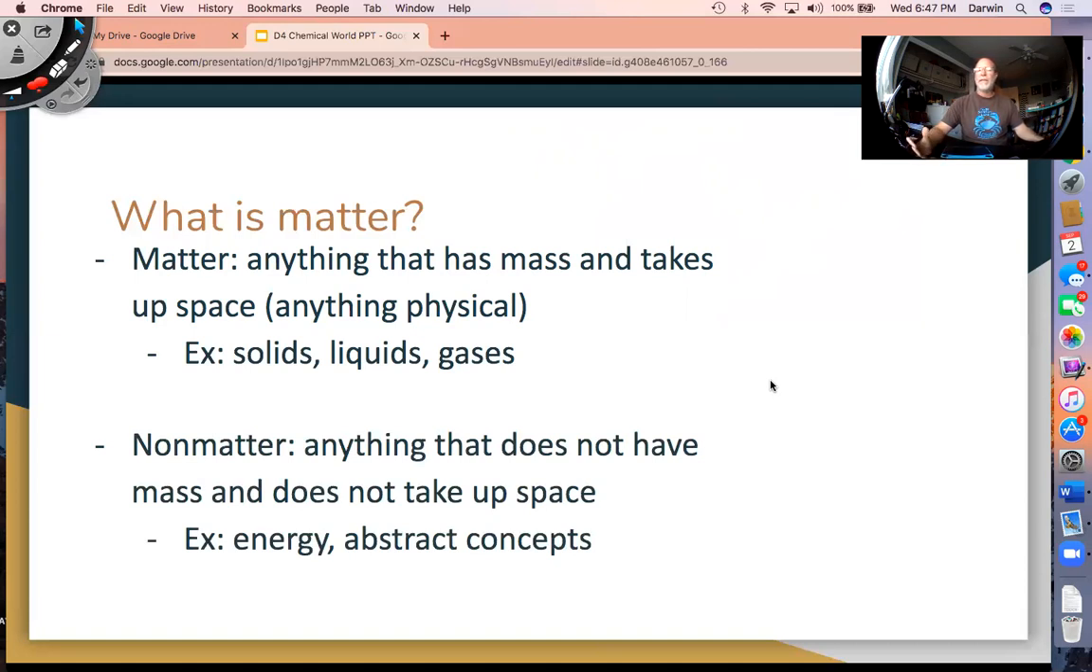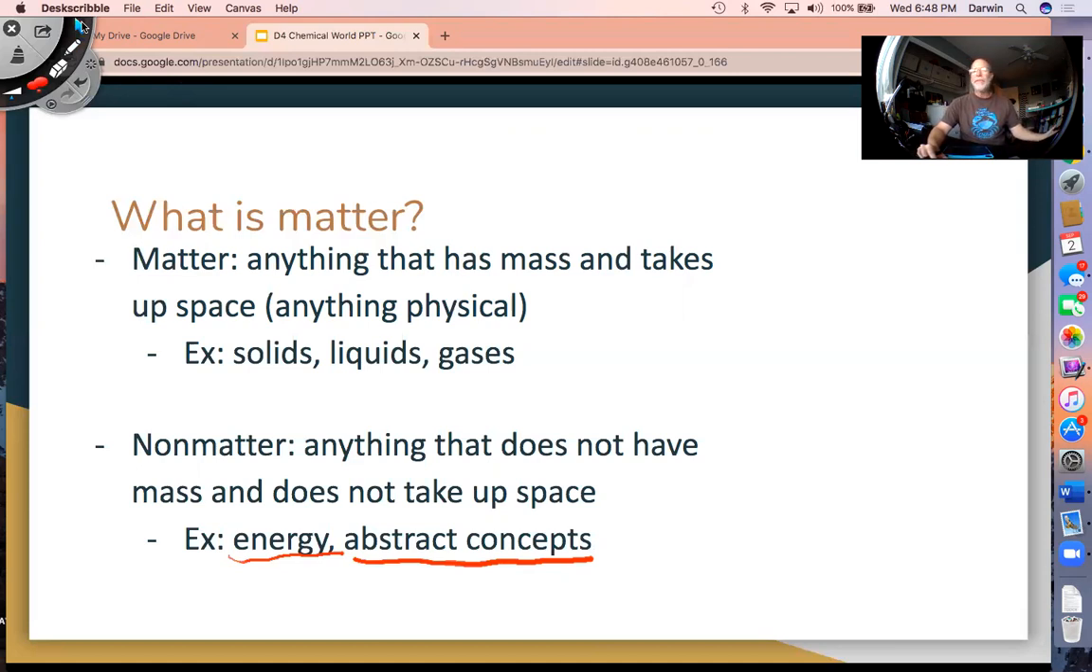Well, things that are examples of non-matter would be things like energy. Okay, energy is non-matter, and any kind of abstract concept is non-matter. So what are some things that are energy? Well, the fire that you feel, the energy coming off, that is not matter. All that is heated up gas molecules which have gained this energy, which is non-matter.